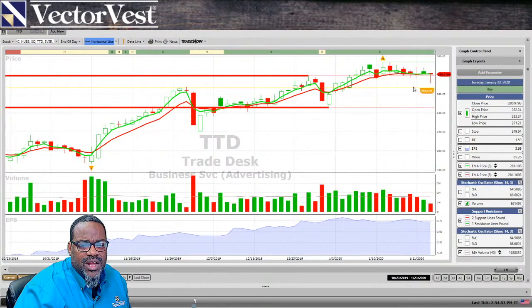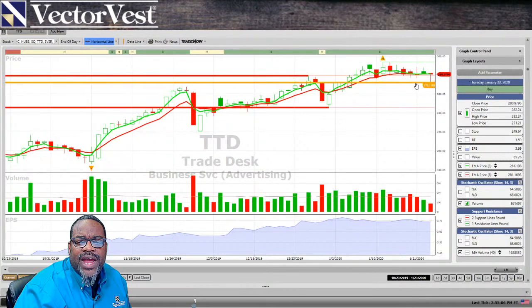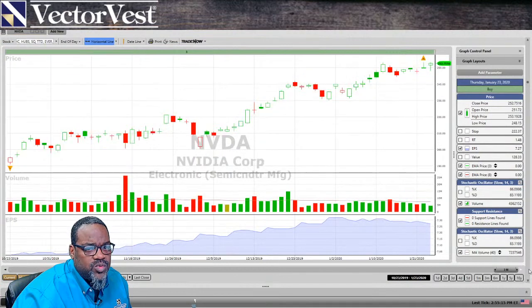All right, a good level of support right here. Change the style, make this a little darker so you can see it. That wick created a good level of support right here. If the stock's price goes below that 270.11, that's probably a good time to get out of the stock. All right, whoever gave that to me. Let's go to the next one.